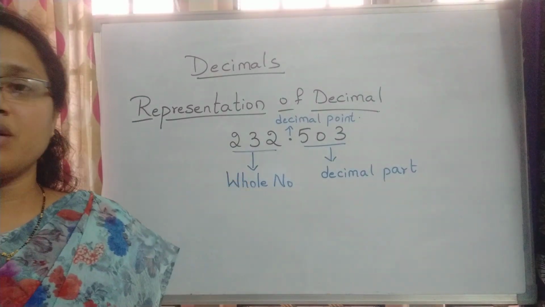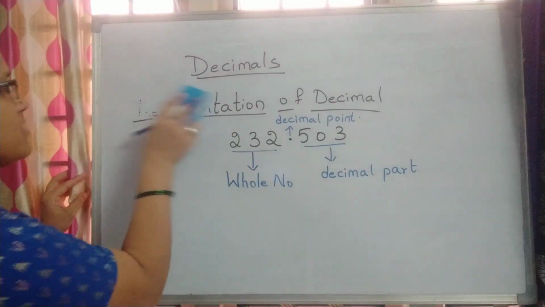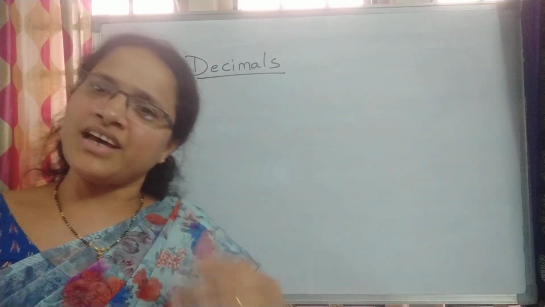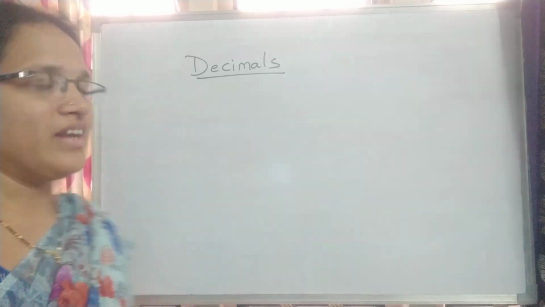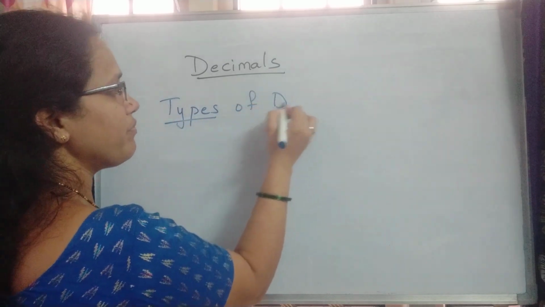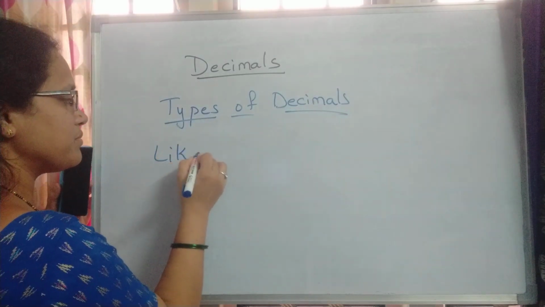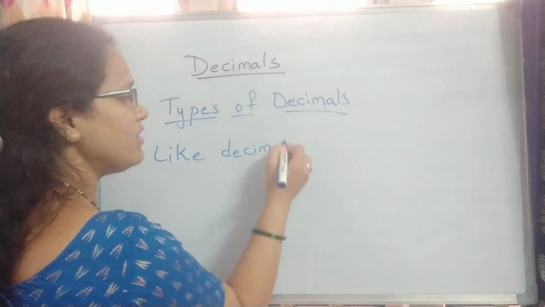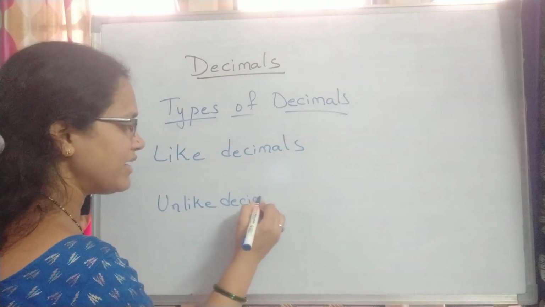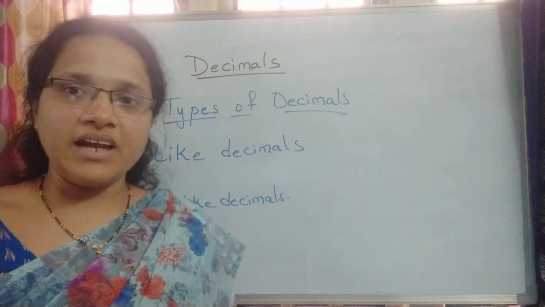After learning the representation of the decimals, what is the next topic? The next topic is how many types of decimals there are. So how many types of decimals do you know, children? Do you know that there are types of decimals? Okay, fine. Let me introduce you to the types of decimals. We have totally two types. One is like decimals, and the other one is unlike decimals. What are these like decimals and unlike decimals? Yes, let us learn about them in detail.